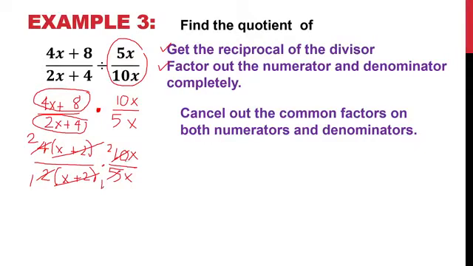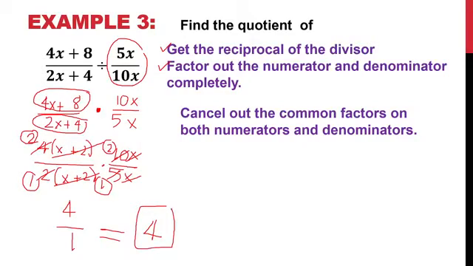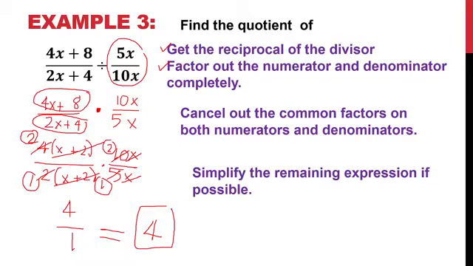You cancel x and x. Therefore, you are left with 2 times 2 in the numerator. That's 4. Over 1 times 1 in the denominator, or simply you will have 4 there. And there you go. That is our answer for example number 3. Let's go to example number 4.